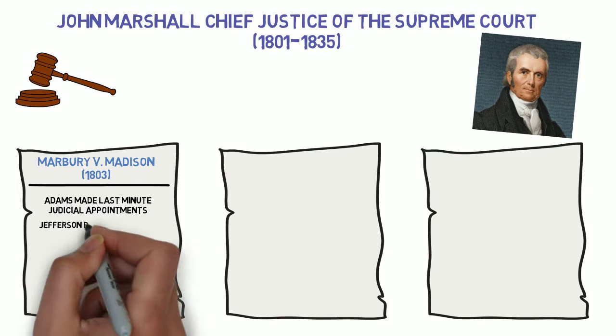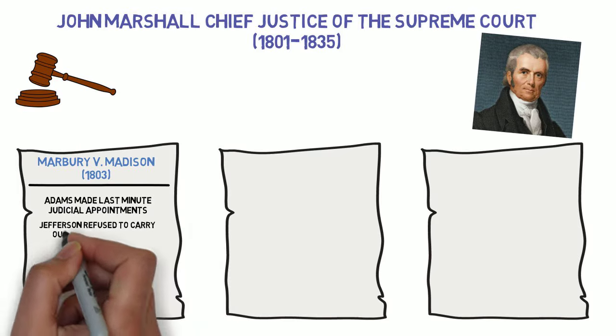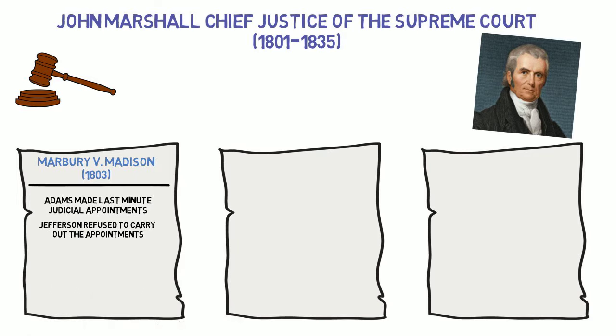Not wanting to place a Federalist on the court, Jefferson told his Secretary of State, James Madison, not to deliver the papers. William Marbury then asked the Supreme Court to force Madison to deliver them, basing his request on the Judiciary Act of 1789, which said that requests for federal court orders go directly to the Supreme Court.